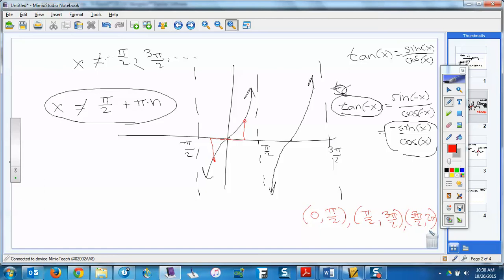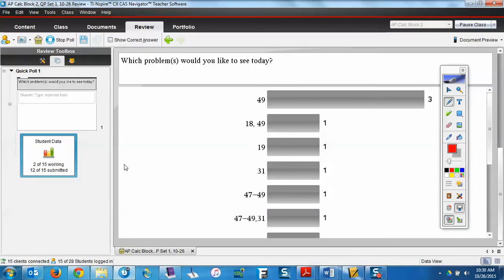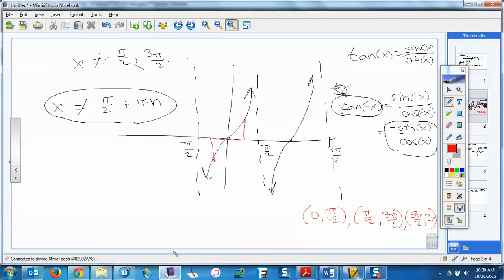Remember, inflection point is where the concavity changes. Okay, any roots? Same answer, right? Pi. And vertical asymptotes, 3 pi halves. Okay. What else was there? 18, 31, and then of course that 47 through 49. Okay. 18. Okay, yeah, there was something about that.